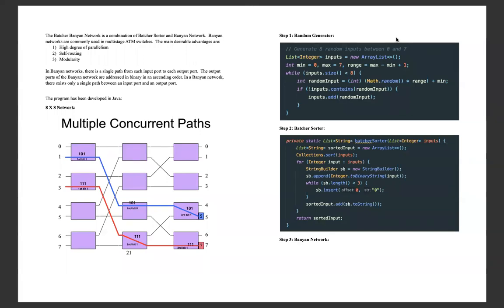The Banyan network is a combination of Batcher sorter and the Banyan network. One of the most important points is that there's a single path from each input to each output port. The Banyan network has the following advantages: a high degree of parallelism, self-routing, and modularity.